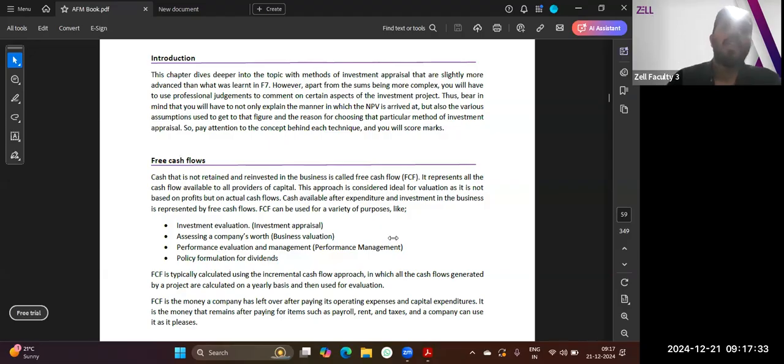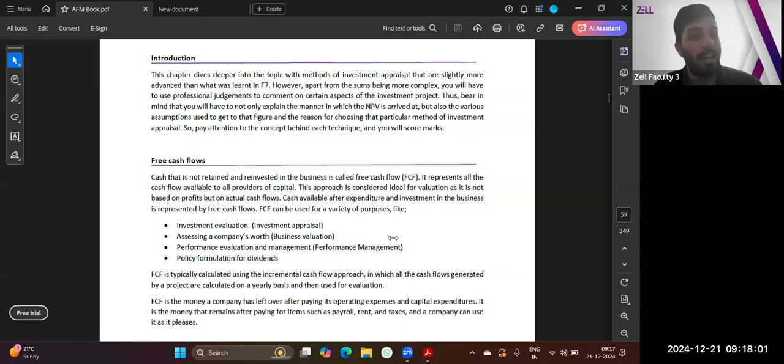Now, free cash flows means, see, because when we are dealing in AFM, we are looking at whether the investment is beneficial for me or not. I'm not here to see whether I'm making profits or not making profits. I'm here to see whether I'm making cash or not making cash. If I've given you 100 rupees, I want 120 in cash. I don't care what your company profits are.